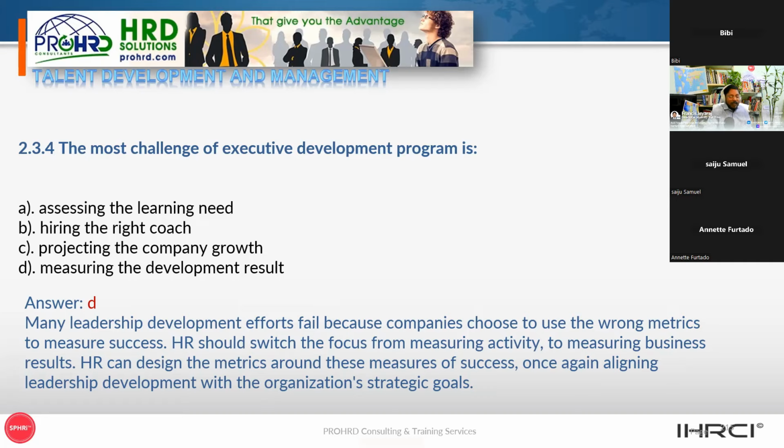So many leadership development efforts fail because companies choose to use wrong metrics to measure the success. HR should switch the focus from measuring activity. Most of the time we are being activity oriented, process centric, instead of being result oriented. So HR can design the metrics around measures of success, once again aligning the leadership development with the organization's strategic goals. So you may ask, why this option, measuring the development results?